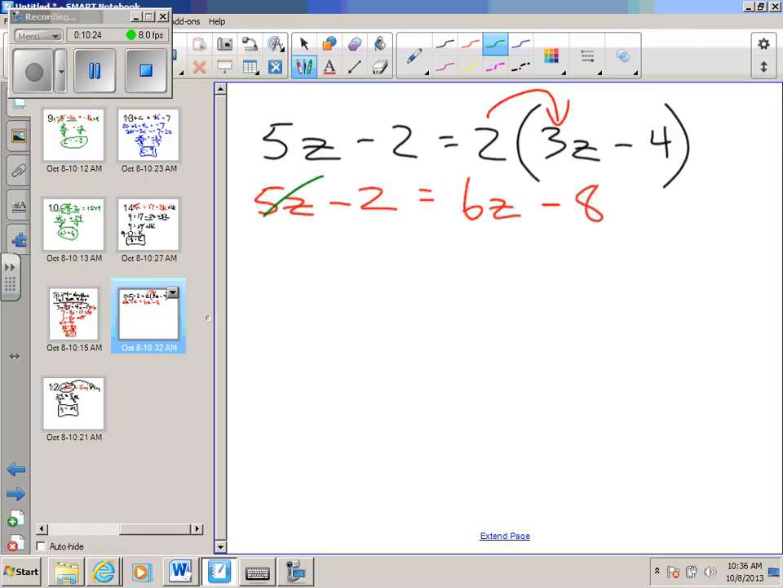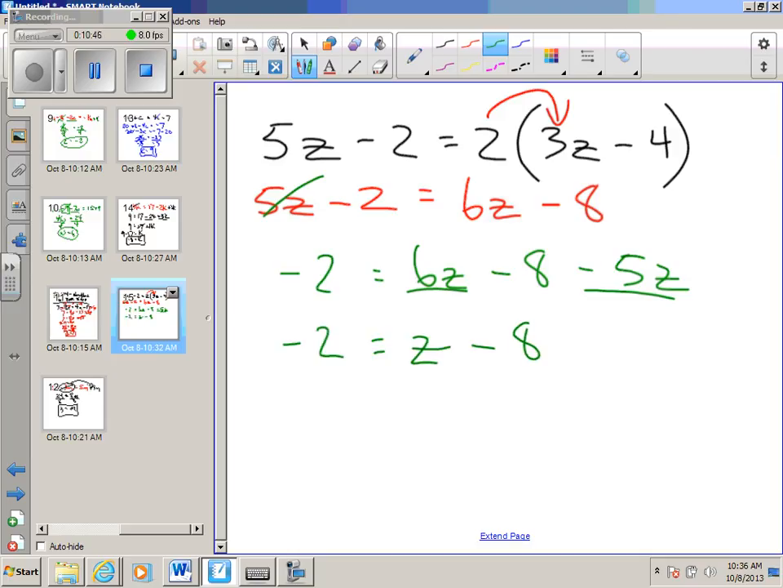Let's move the 5. Let's subtract 5 from both sides. So here's my negative 2, which is left. Don't forget about the negative. 6z minus 8 minus 5z. There's that 5z that I brought over. 6z minus 5z leaves me how many z? z. There's my negative 8. There's my negative 2.